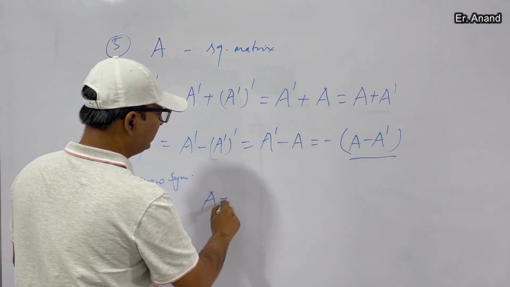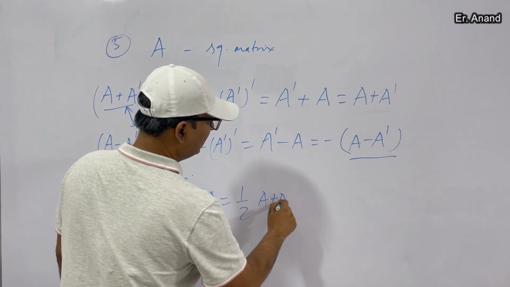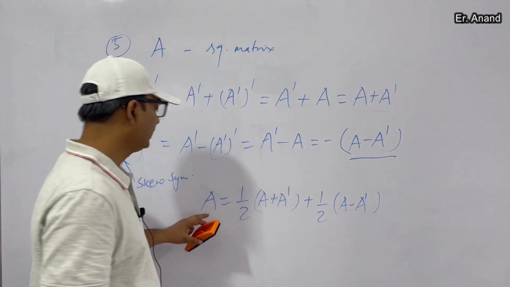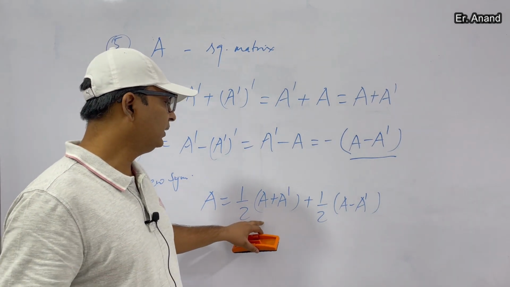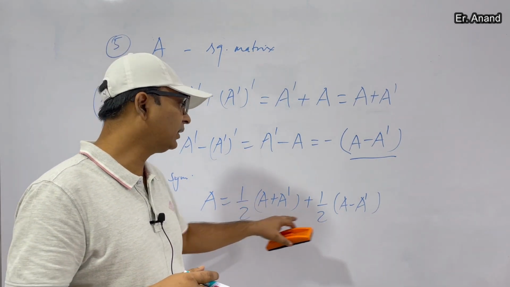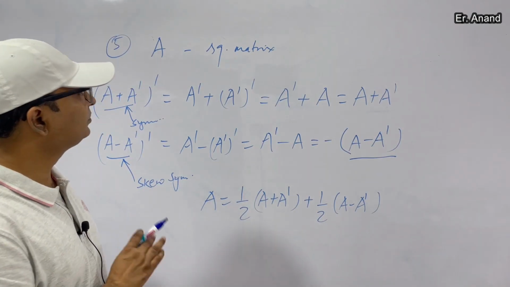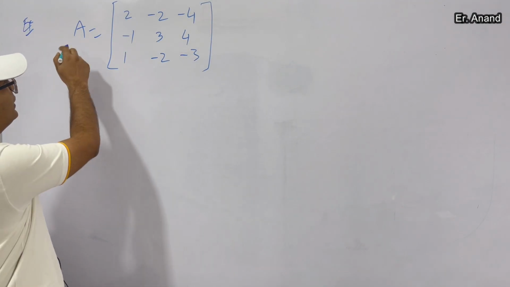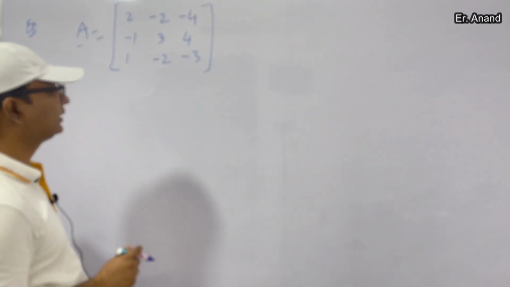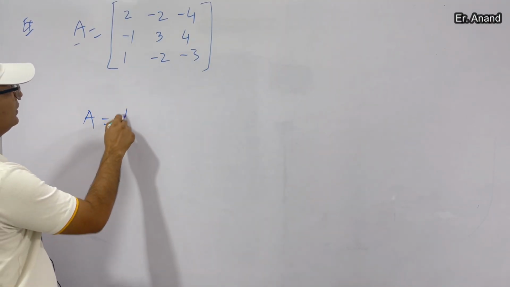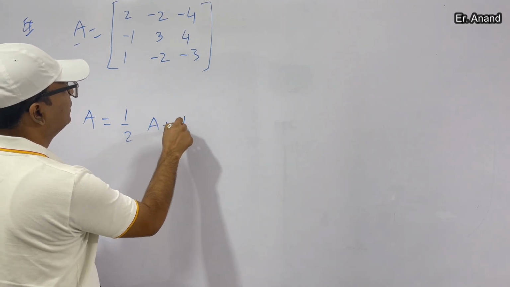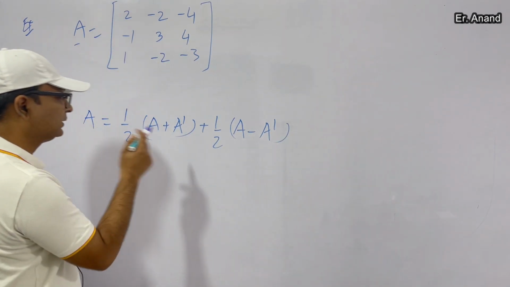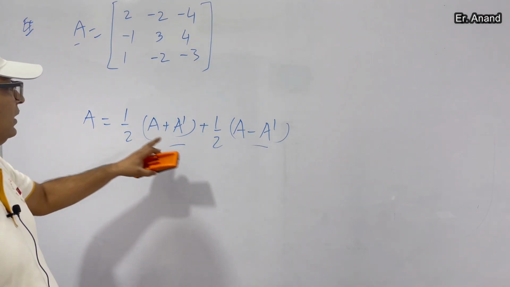This is why we write like this: half of A plus A dash plus half of A minus A dash. That is, any square matrix can be written as a sum of a symmetric and a skew-symmetric matrix. This is the theorem. Clear? This is an example. We have to express this matrix A as a sum of symmetric and skew-symmetric. That is what we have done. This is equal to half A plus A dash plus half A minus A dash. This is symmetric, this is skew-symmetric. So we have to express A in this form.